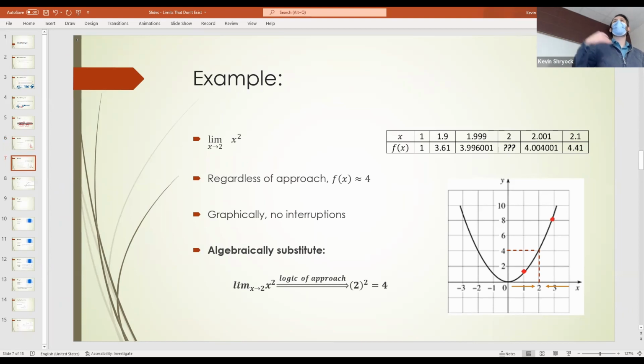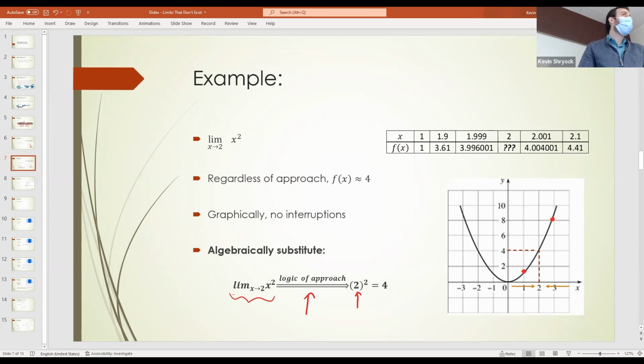So to confirm all of that, we reach for algebra and symbolics and we begin to show it through our notation. We say the limit as x approaches 2 of x squared, backed up by all the logic that we just talked about, tells us that I can get the limit by simply plugging in 2. And that gets me 4.